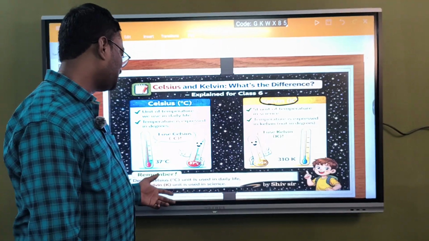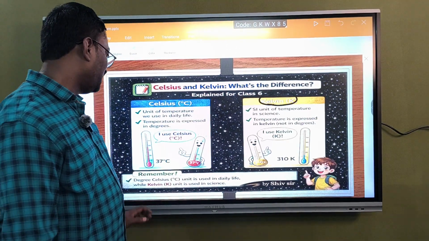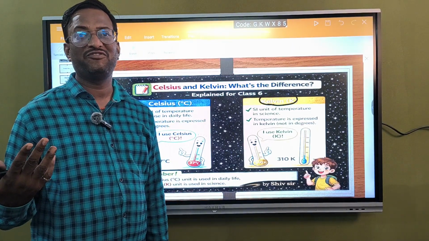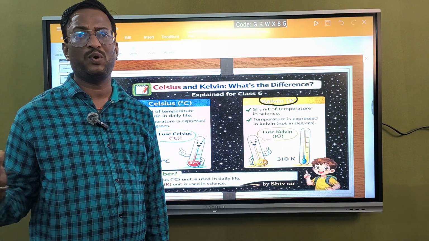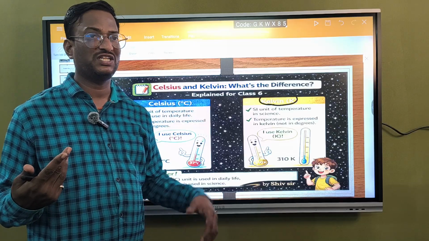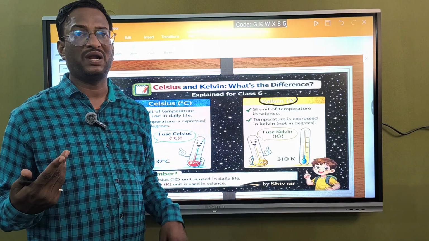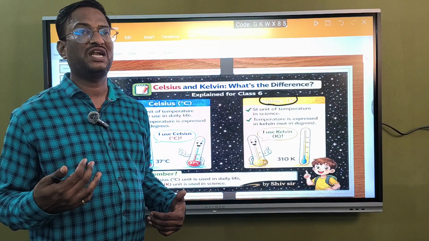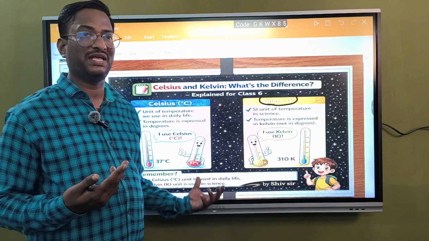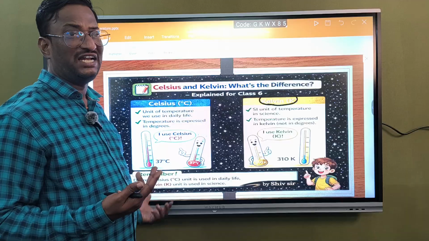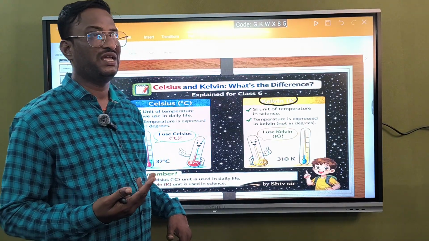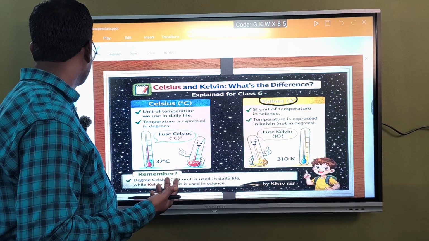So degree Celsius is the unit used in daily life. If you want to measure the weather report or the body temperature, it will be measured both in Fahrenheit as well as centigrade. Generally in daily life we use centigrade, and for scientific purposes we use Kelvin. That is why the SI unit is Kelvin.